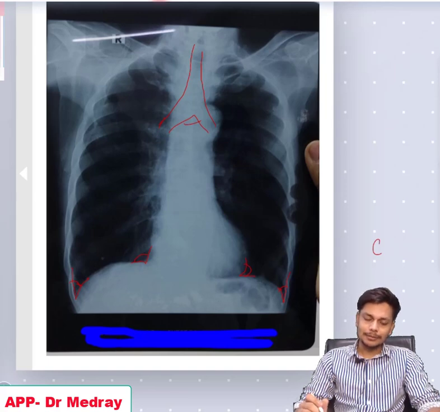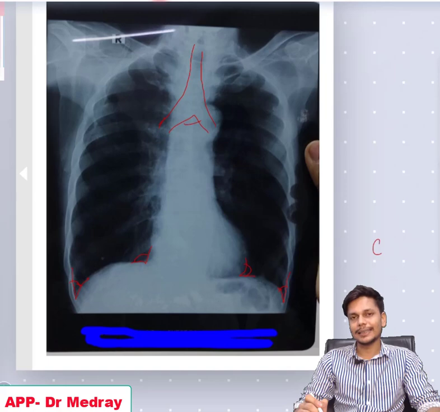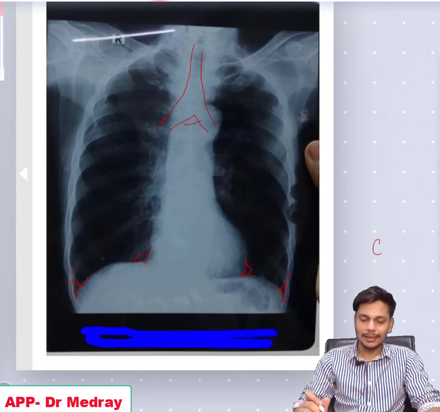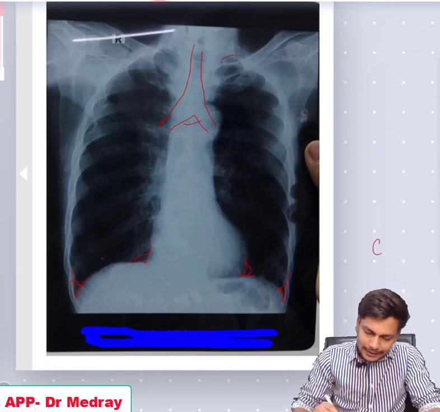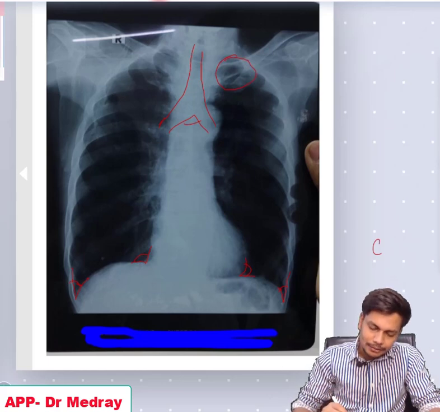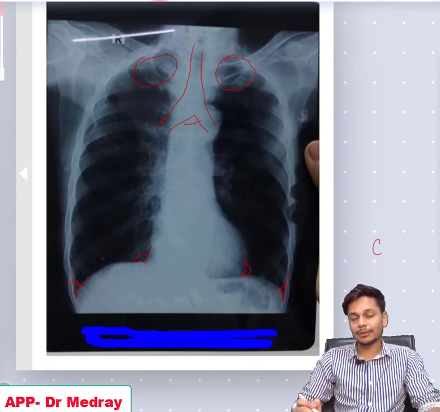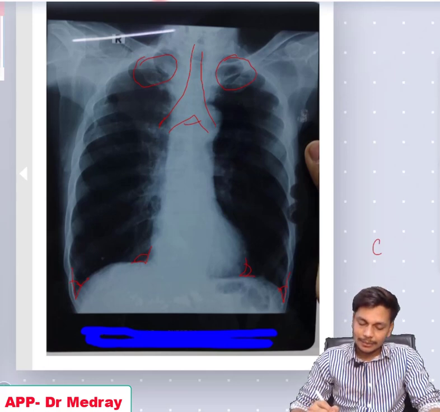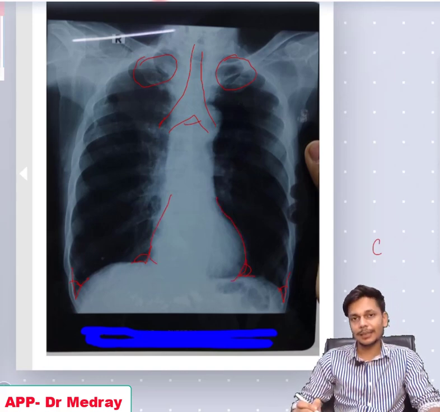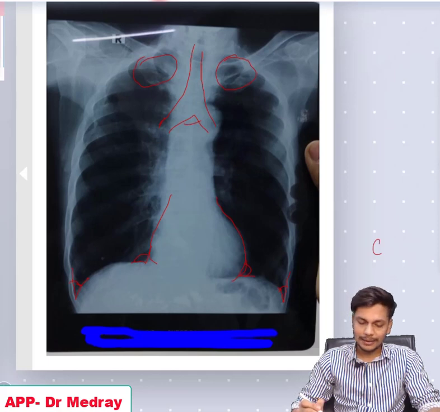So sometimes you may be asked, what are the hidden areas of the lung in chest X-ray? The hidden areas of the lung are the apex of the lung. If there is some pathology in the apex of the lung, most of the time you may miss the pathology. That is why it is known as the hidden area of the lung. If there is some pathology behind the cardiac shadow also, you may miss that pathology.